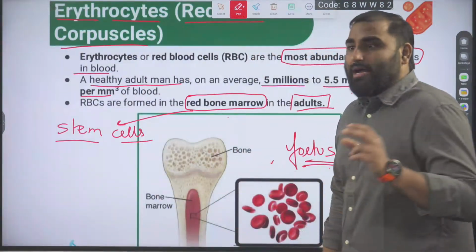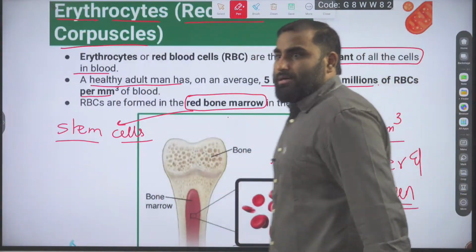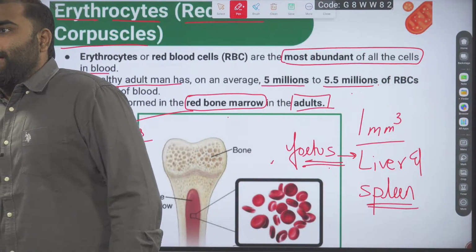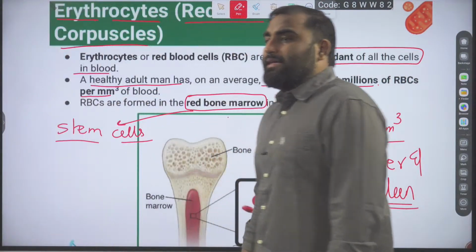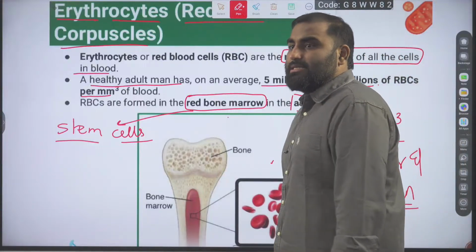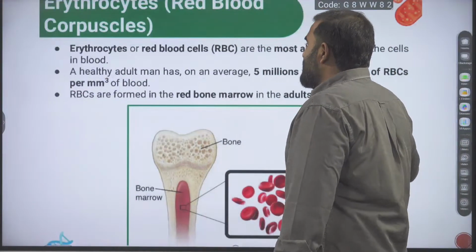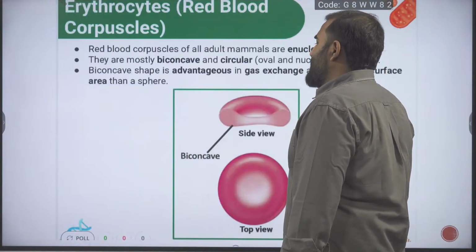Now we will talk about the RBC structure. Sir, in all adults, do spleen and liver lose the capacity? Yes, beta. Spleen and liver do not produce RBC in adults. That is just the bone marrow, red bone marrow. Moving ahead. Now we will talk about the RBC structure.